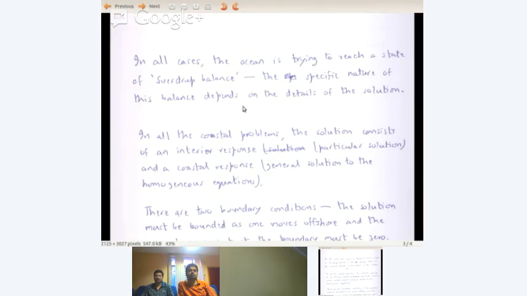What exactly is the nature of the balance? Whether it's the wind stress balancing the pressure gradient and no current, or some current, wind stress balancing pressure gradient apart from that, is a matter of detail. It depends on the nature of the solution. Do you have a Kelvin wave? Do you not have the Kelvin wave? It's a matter of details. But the ocean is basically trying to reach a state of hydrostatic balance.